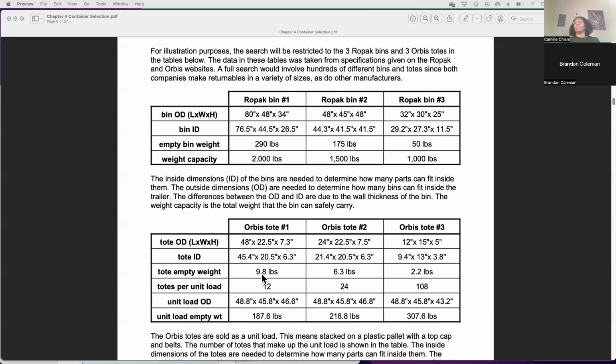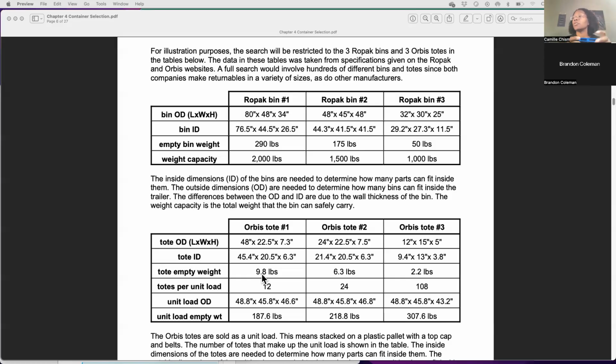So this is the Orbis tote. It's a handheld tote. It's 48 inches long, which is going to be the same length as the length of your pallet, because this is going to go on a pallet. So the tote is going to be 48 inches long. So it would fit the length of a pallet. It's 22.5 inches wide. So it is half of the 45-inch pallet. And then it's 7.25 inches tall. So it's a very long, narrow, and short pack.